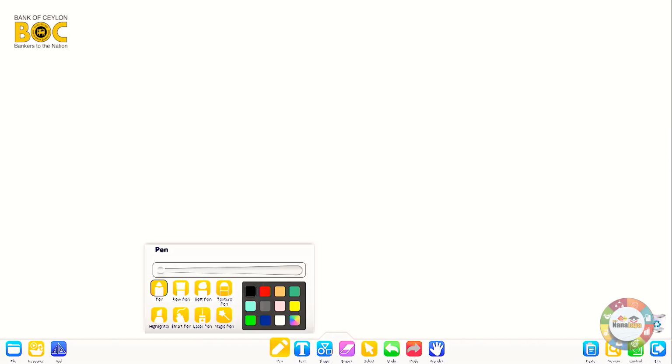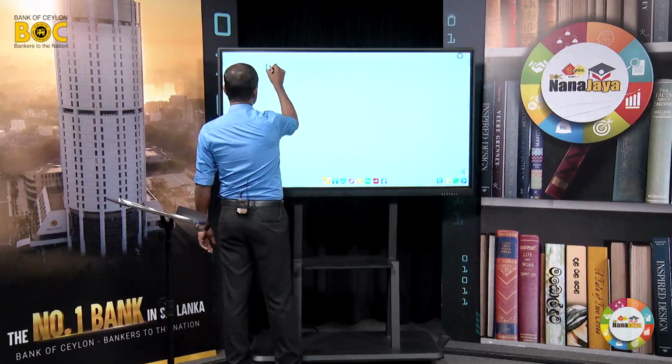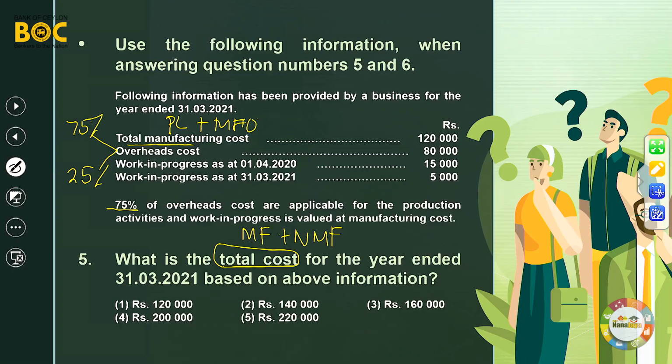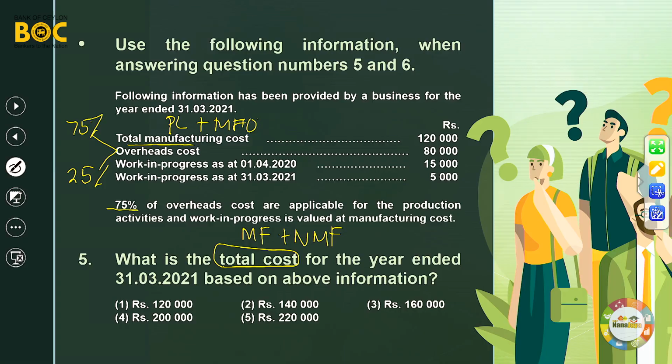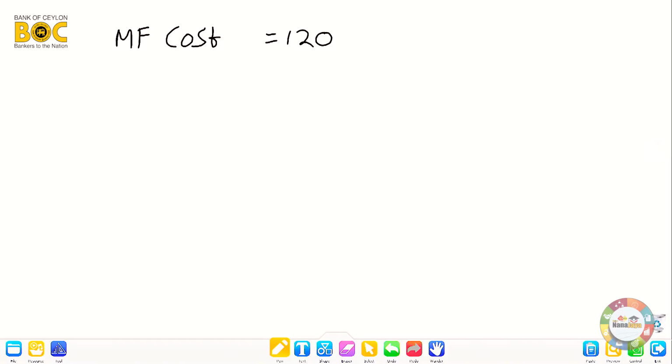We'll make the calculation on the total cost. The manufacturing cost given is 120,000. Then the overhead cost given is 80,000. 75% is already included in manufacturing cost, so you have to take only 25% as non-manufacturing cost.